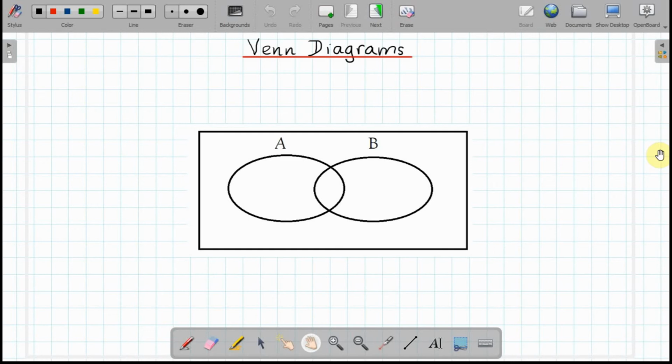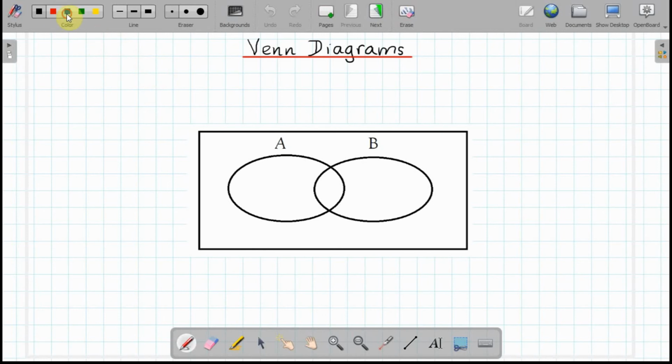Let's start off by defining Venn diagrams. Venn diagrams are a way to organize sets, and sets are a collection of elements. Sounds confusing? Let's try and clarify the situation using an example.